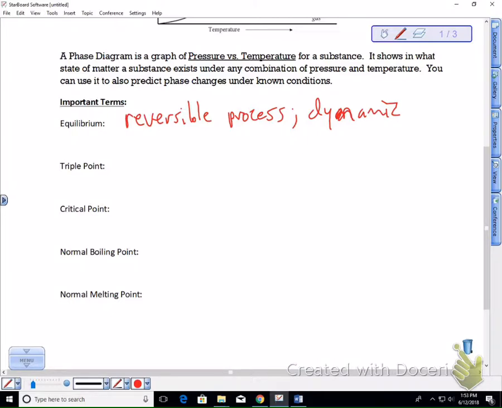So for example, if I have water that's normally ice, I can add heat and melt it. And then if I take the heat away, it will go backwards to form a solid. If I'm at 0 degrees for H2O, at atmospheric pressure by the way, then I am at a temperature where I'm in equilibrium. I have a little bit of ice and I have a little bit of water.